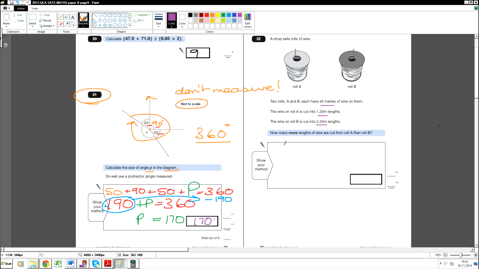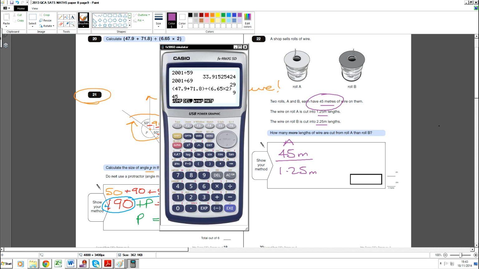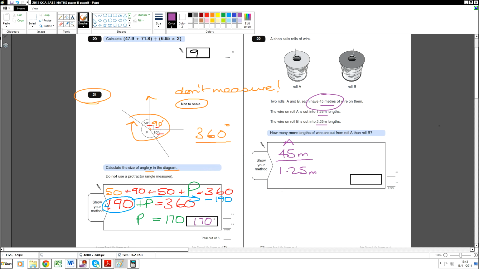So we start off with, let's look at A now. We start off with what? 45 meters. And roll A is divided into 1.25 meters. Now, because they're both in meters, we don't have to change any units. They're consistent. So we now need to use a calculator to work out 45 divided by 1.25. And that gives us an answer of 36. So that gives you 36 lengths.